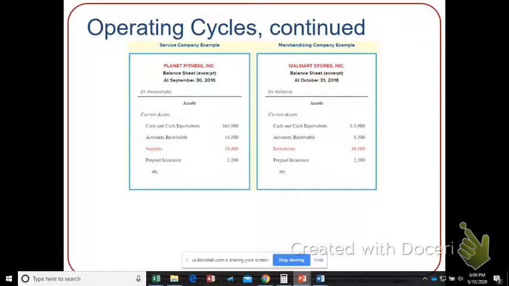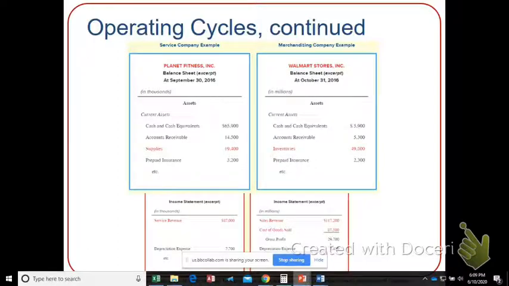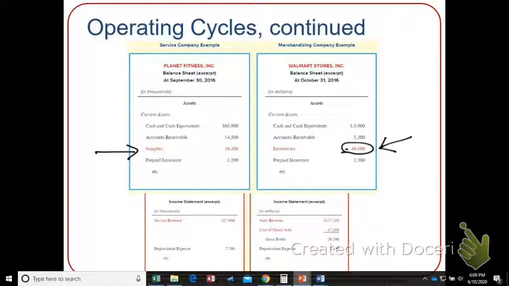When you're looking at the income statement and the balance sheet of companies, we have two different companies here: Walmart and Planet Fitness. Planet Fitness is a company that is selling a service. Notice they have supplies, but those are things they're using in the store, the items that help them do what Planet Fitness does. At Walmart, they call it inventory because they're going to turn around and sell it. Notice the dollar amount is usually a little bit different also.